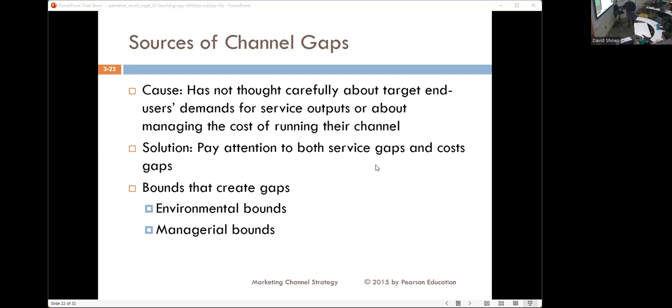And so there are boundaries that create gaps in the service and the cost of doing goods. The first is environmental bounds. And environmental bounds are quite simply those constraints that form outside the channel. Constraints that are outside the channel. Legal boundaries.